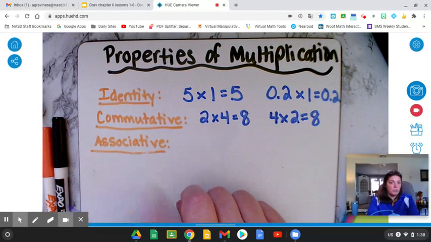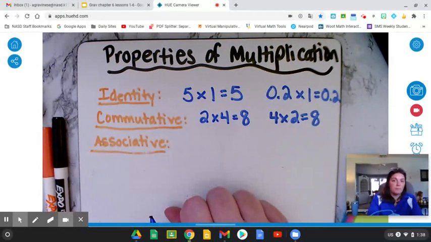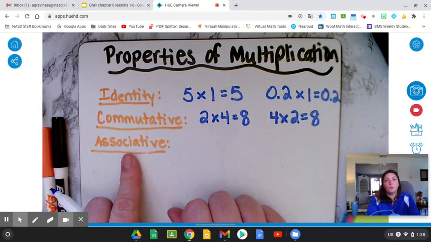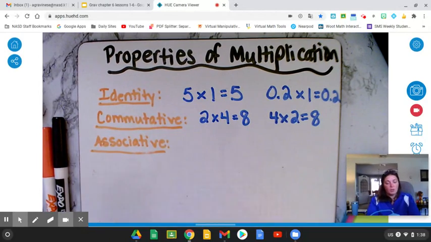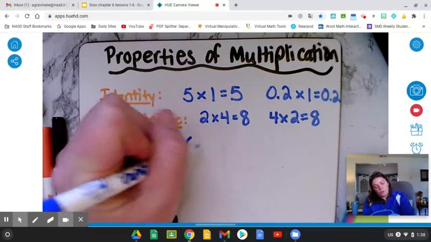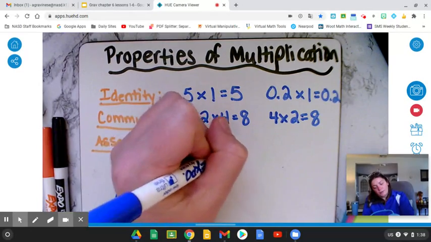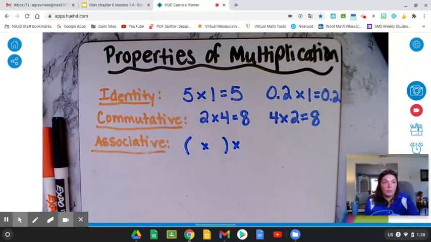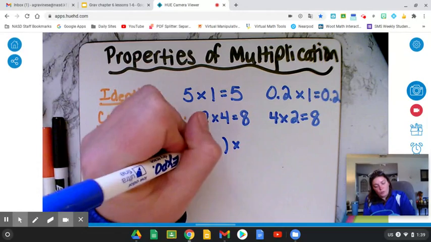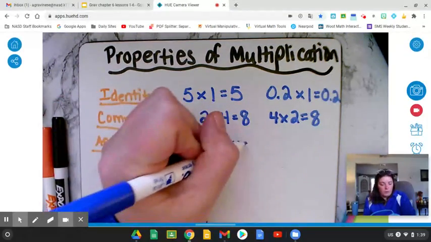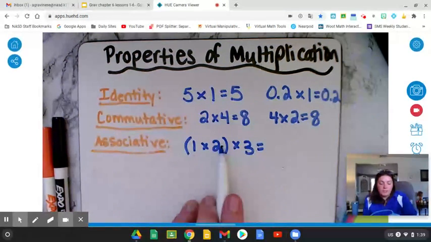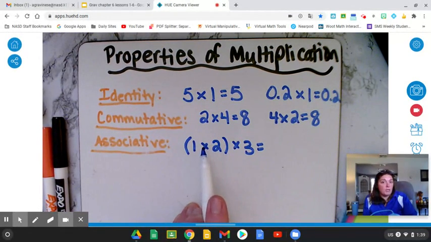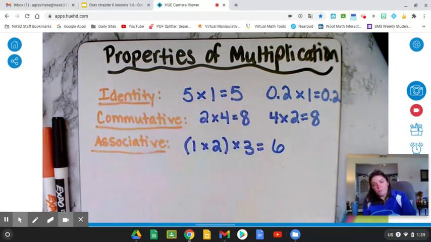And lastly, the associative property of multiplication. This property refers to grouping in multiplication, and it also works for addition as well. So this property says that you can group numbers differently in multiplication and still get the same product. So I can group 1 times 2 together and multiply it by 3. Let's figure that out. Remember, things in parentheses would go first. 1 times 2 is 2, and 2 times 3 equals 6.